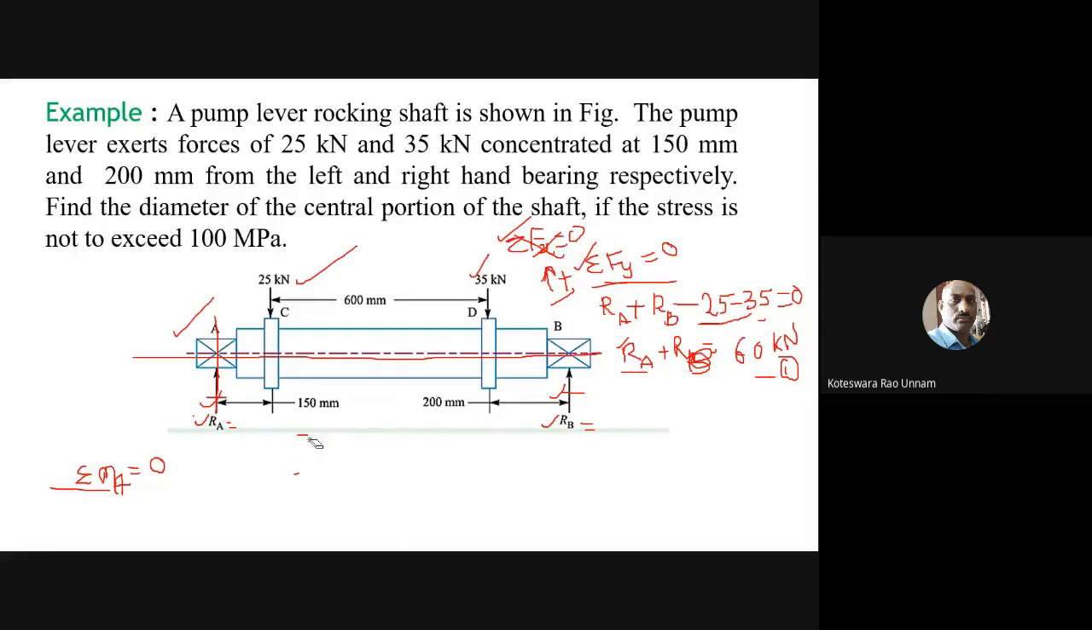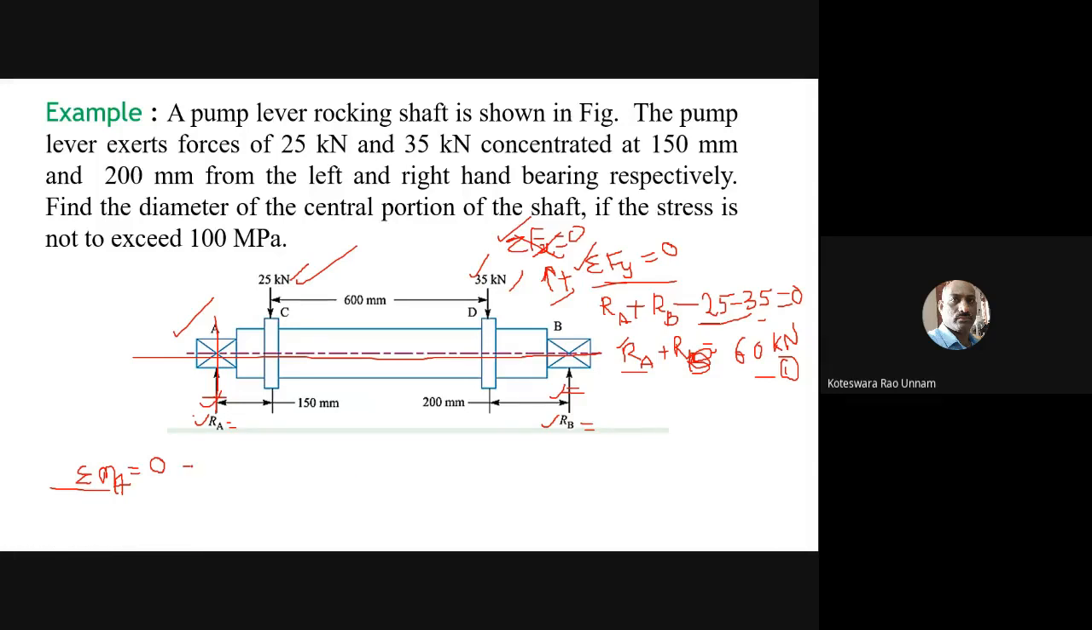First you need to identify how many forces are there and the moment of all those forces. In our problem, how many forces are there? RA, RB, and then 25 kilonewtons and 35 kilonewtons also. There are a total of 4 forces. You need to first find the magnitude of the moment because of those forces, and then identify the direction also, whether it is anti-clockwise or clockwise. Like I said, anti-clockwise I will take as positive, clockwise as negative.